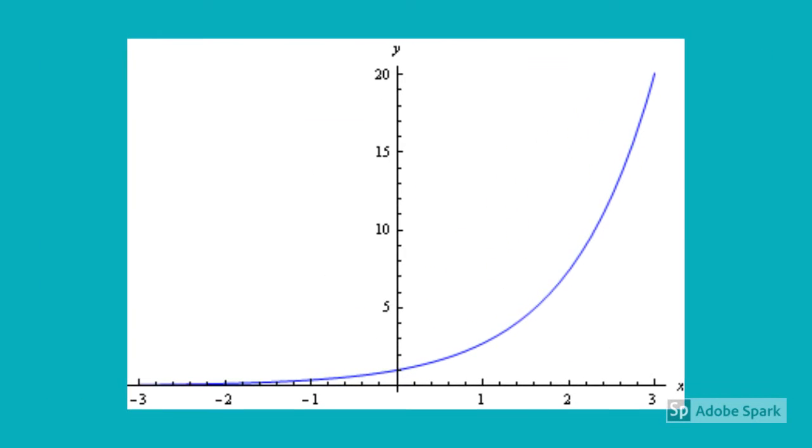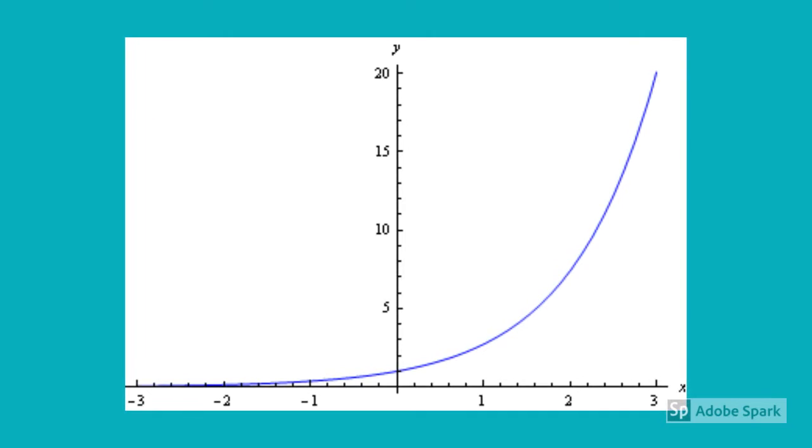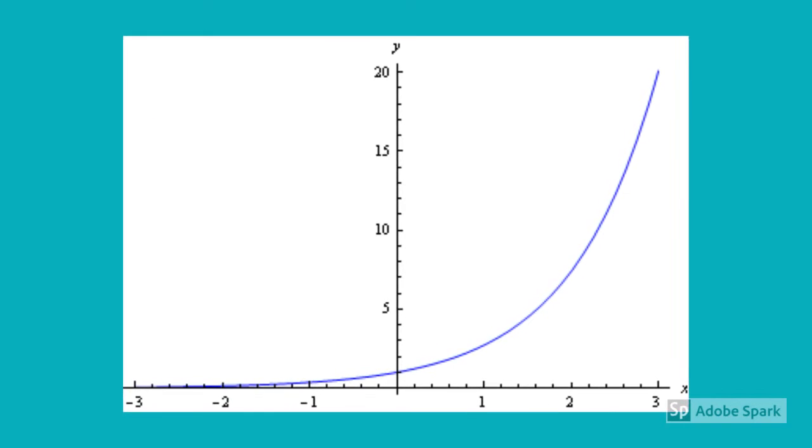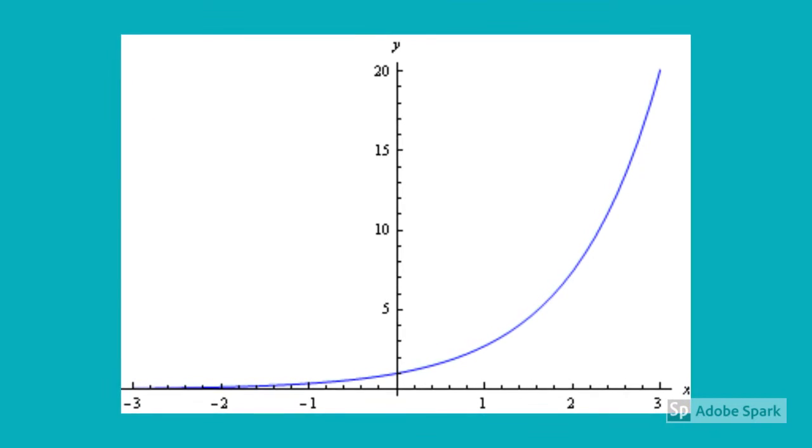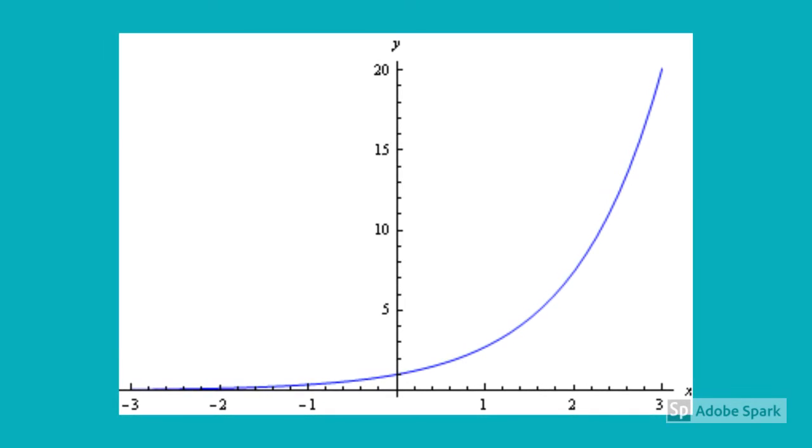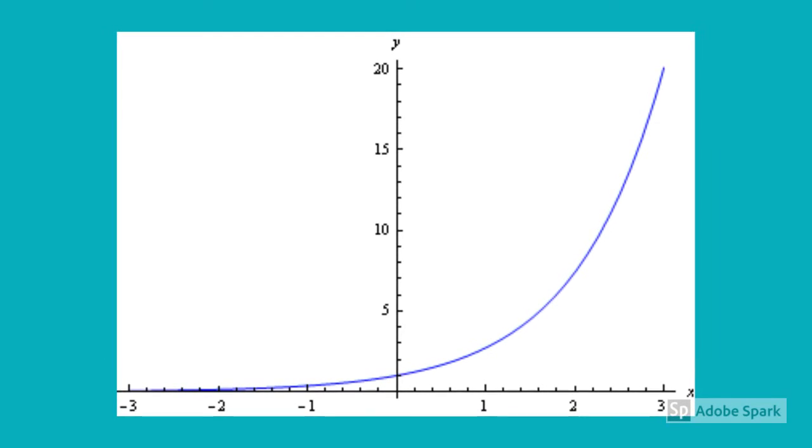This tells us that at all points along the curve f of x equals e to the x, the slope is equal to e to the x, the area under the curve is equal to e to the x, and the y value is equal to e to the x also.